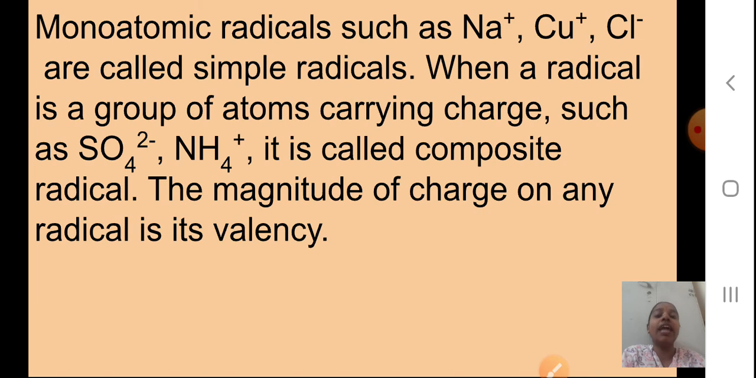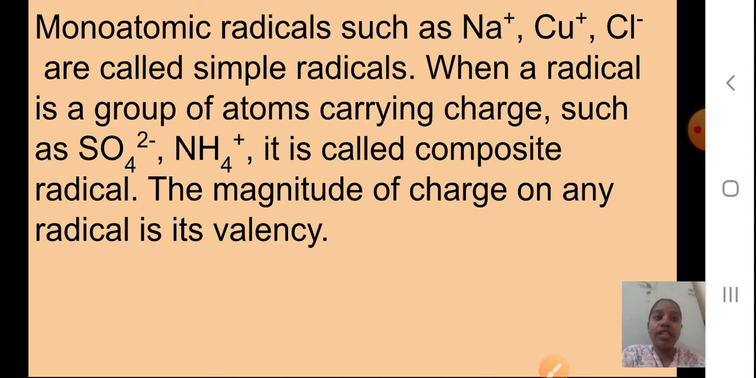Now monoatomic radicals such as Na plus, Cu plus, Cl minus are called simple radicals. Why? Because they are giving or taking in only one electron. Mono means one, so if they are giving or taking only one electron, we call them monoatomic radicals. When a radical is a group of atoms carrying charges such as SO4 2 minus, NH4 plus, it is called a composite radical. What will you call them, students? Composite radical.